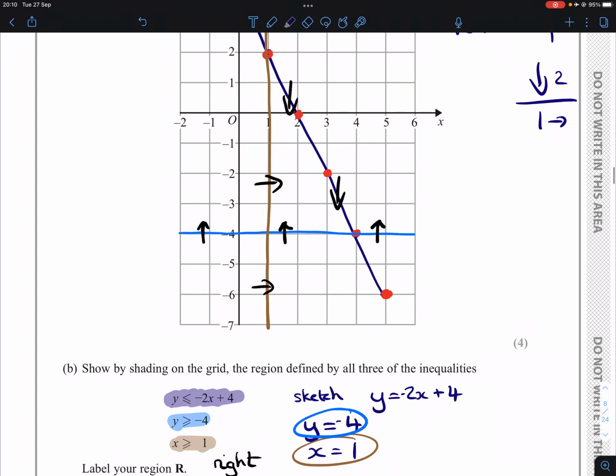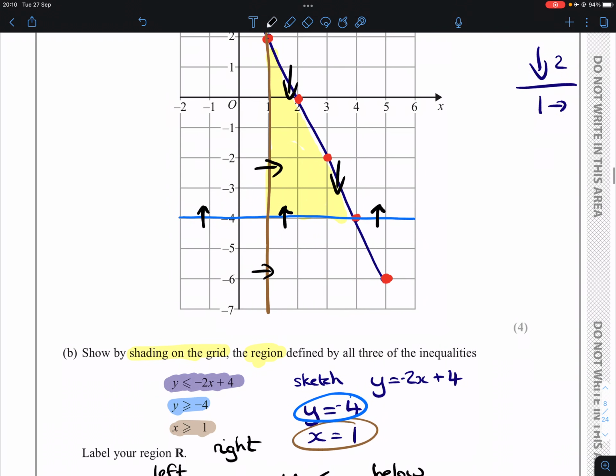Now, in terms of our final answer, which involves shading on the grid, you're looking to shade the region that all of the arrows point into. So you've got to be above the blue line, right of the brown line, and below the navy line, which gives us this. It tells us to label our region R, so I put R in there, and that's us done.